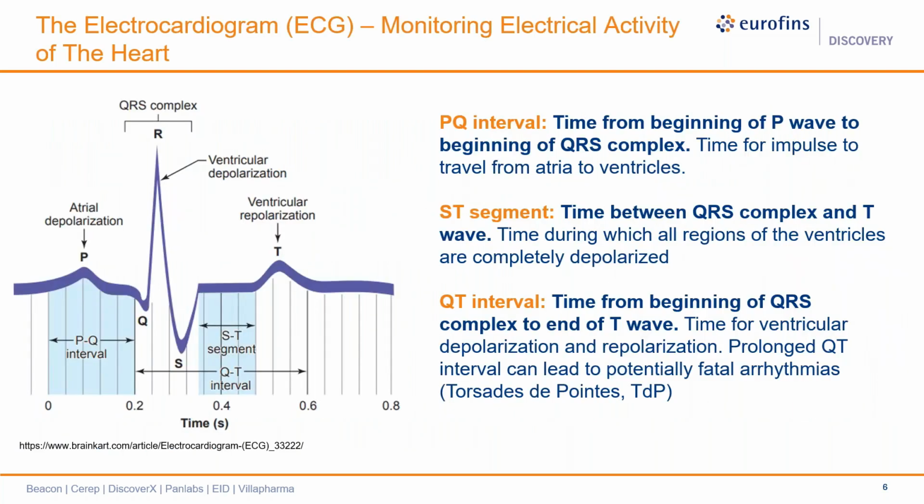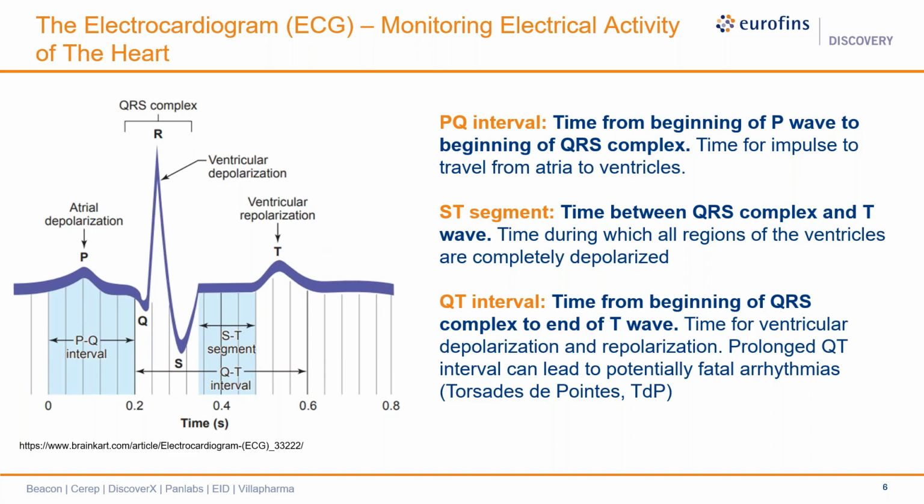The electrocardiogram, or short ECG, is a non-invasive and very efficient method to monitor the electrical activity of the heart. It has a very characteristic waveform which corresponds to the different parts of the contraction. It starts with the P wave, which represents the depolarization of the atria. It is then followed by the QRS complex, which represents the depolarization of the ventricles. And in the end, it ends with the T wave, which is the repolarization of the ventricles.